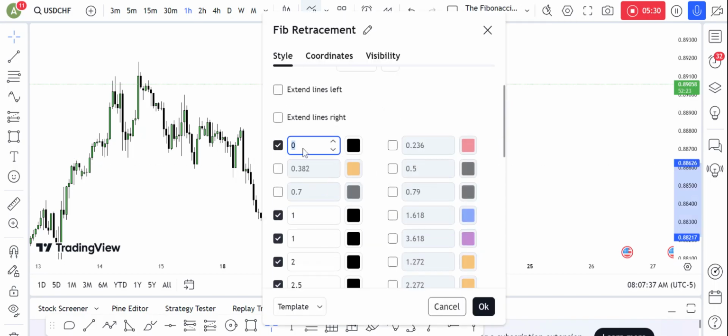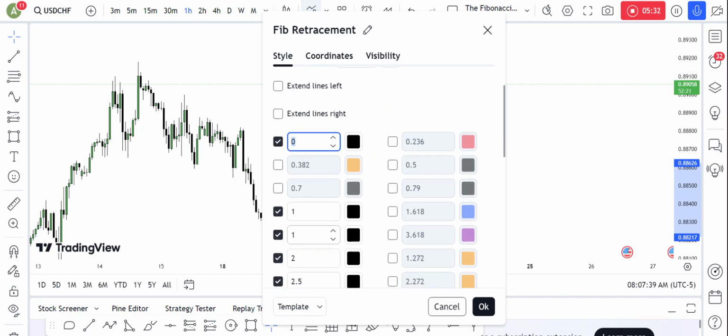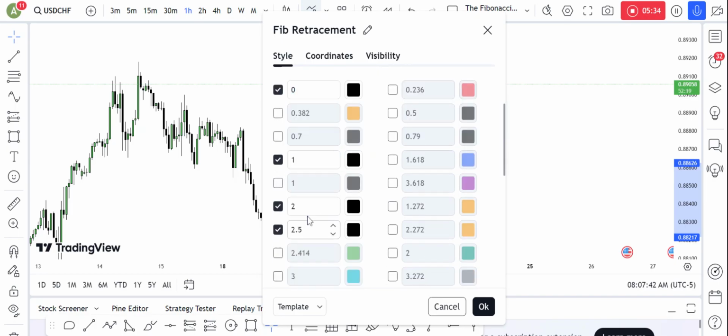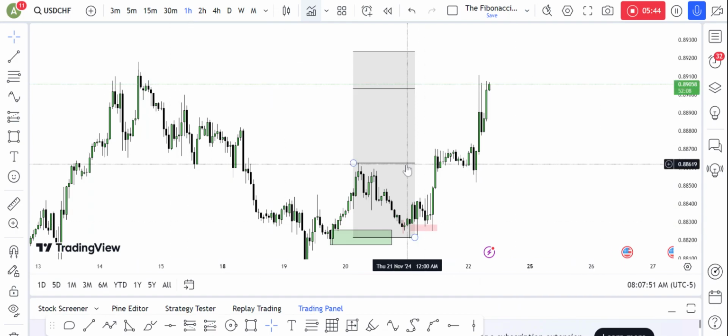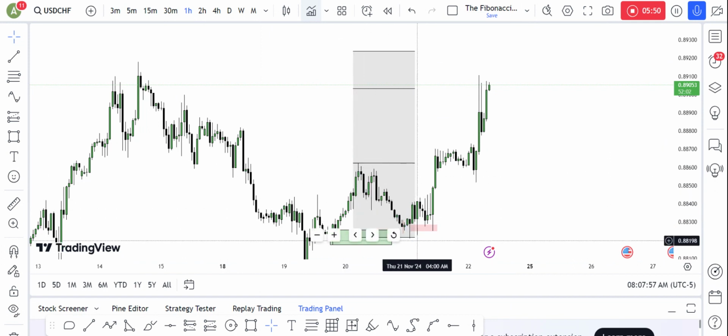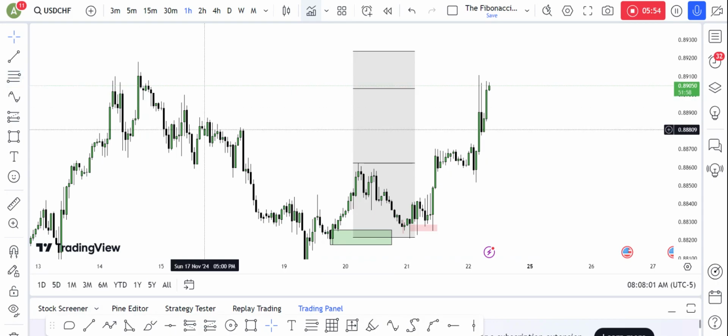There are styles. So 0, 1. Let me turn off the 1. 2 and 2.5. These are my areas where I want to set my TPs, but majorly I use these two because it gives me higher accuracy. Because see, this is 1, so let's assume 0 and 1, some Fibonacci leg which I measure, and now I want to target above. So this is like a trend based Fibonacci extension which I use.